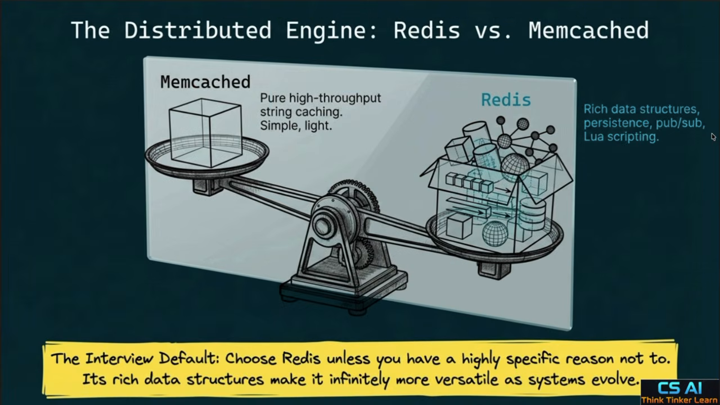storage. The distributed engine: Redis versus Memcached. Memcached is fantastic for pure high throughput string caching. It's simple, light, and does one thing very well. However, Redis provides a much richer set of data structures, persistence, pub/sub capabilities, and Lua scripting. The interview default should be Redis, unless you have a very specific high performance constraint that necessitates Memcached. Redis's versatility makes it a superior choice as your system complexity inevitably grows.